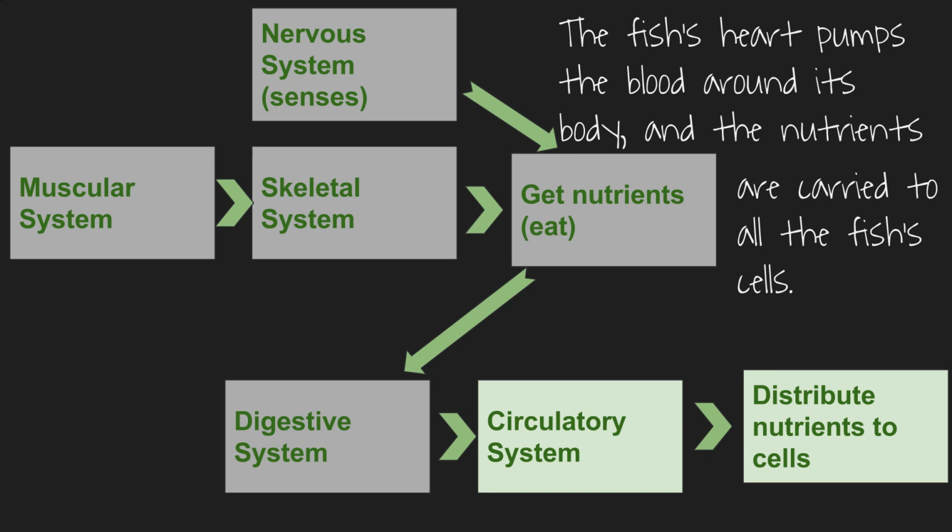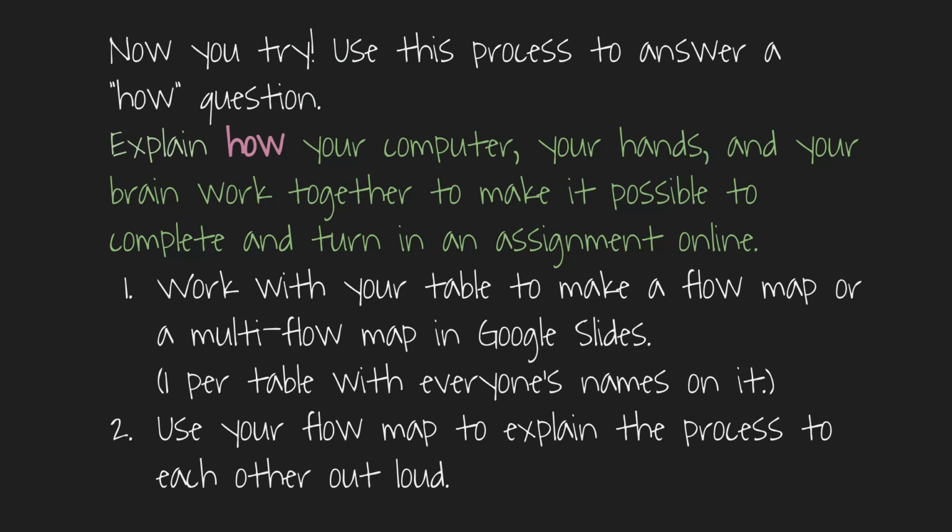We did it! We used our flow map to describe and explain the connections between the steps in this process. Now you try. Use this process to answer a how question. Explain how your computer, your hands, and your brain work together to make it possible to complete and turn in an assignment online. Step 1. Work with your table to make a flow map, a multi-flow map in Google Slides. One per table with everyone's names on it. Step 2. Use your flow map to explain the process to each other out loud.